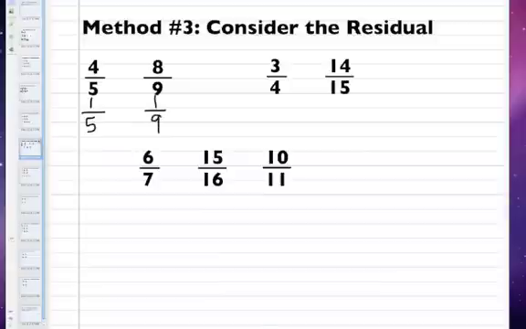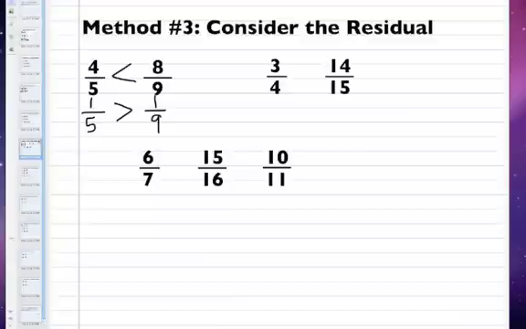Now I can compare using one of the previous methods, the size of the piece. If I have fifths, those are larger pieces than the ninths, and since I have one of each, 1/5 is greater than 1/9, which means 4/5 is missing a larger piece than 8/9, which means 8/9 is going to be a larger whole than 4/5.